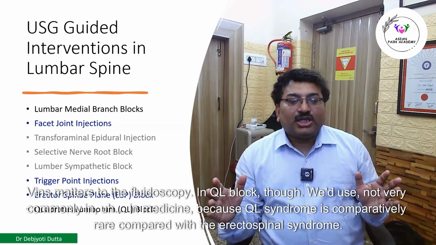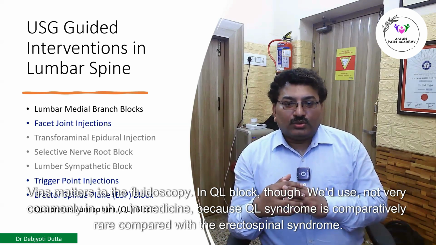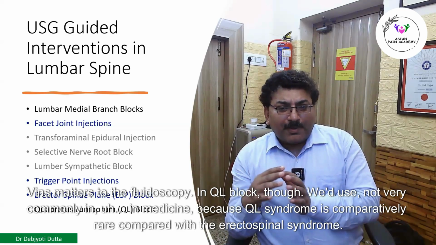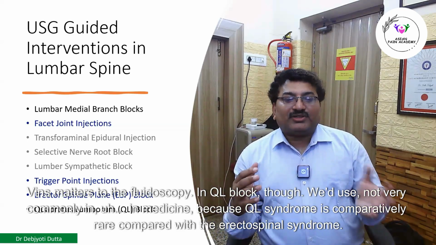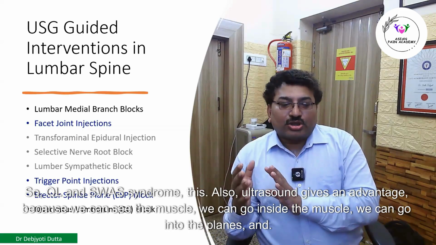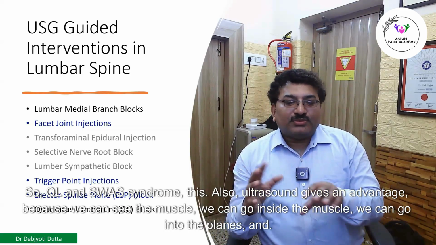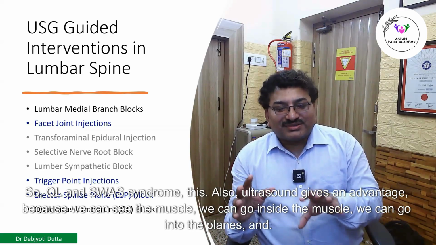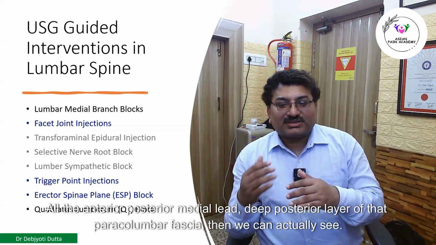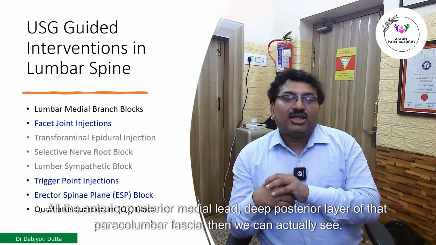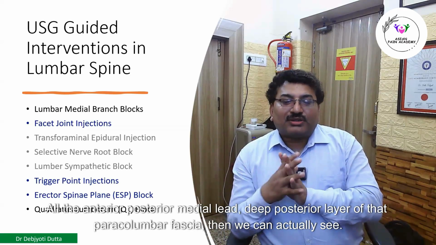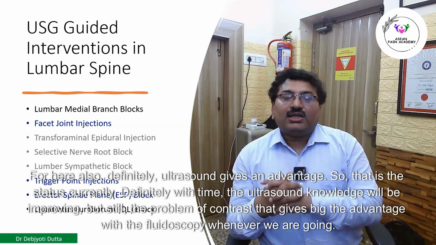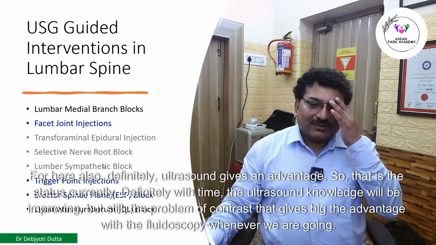In the QL block, though we do not use it very commonly in pain medicine because QL syndrome is comparatively rare compared with erector spinae syndrome, for QL and psoas syndrome ultrasound also gives an advantage, because we can see the muscle, we can go inside the muscle, and we can go into the planes, and the anterior, posterior, middle and deep posterior layer of the thoracolumbar fascia we can actually see. So here also ultrasound definitely gives an advantage. So that is the status currently.